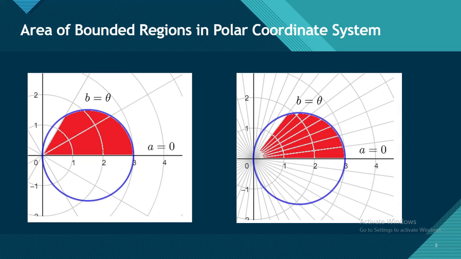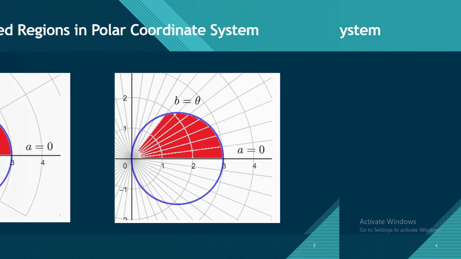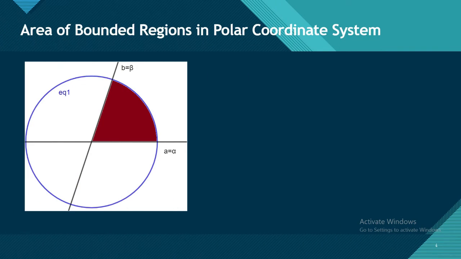Well, the geometric object that will help us get the area of those thinner regions will come from the circle. So in the rectangular coordinate system, we used rectangles. Here, we are going to use the sector of a circle. Okay? So let's say, for example, we want to know what is the area of that red region.